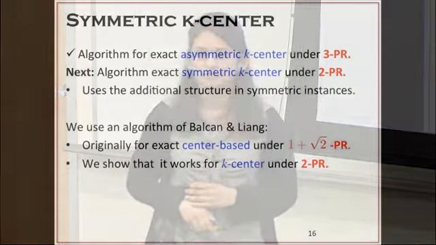Are there any questions about this? Good. So this proves that if you have 3 perturbation resilience instances for asymmetric K-center, you can find the exact optimal solution with a very simple algorithm that I showed you. Let's go to the symmetric case.